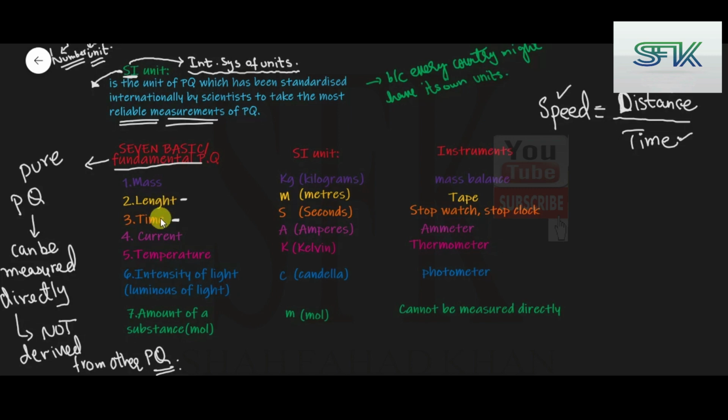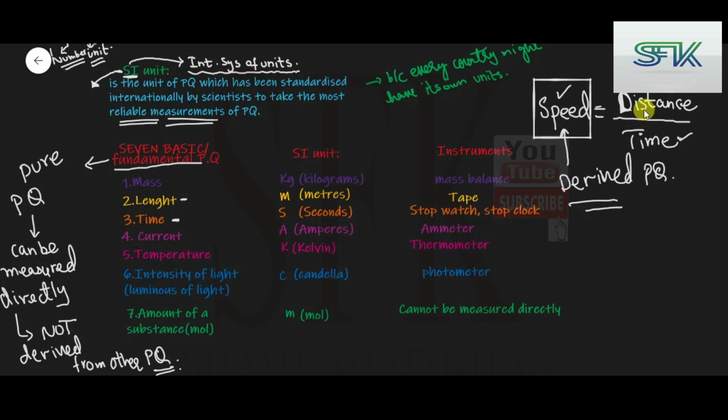Both of them are fundamental physical quantities. Now both the distance and the time are used to derive a third physical quantity, which is the speed. Since speed is derived from the fundamental physical quantities, this type of physical quantity is known as a derived physical quantity, whereas quantities which are not derived from any other quantity but are only measured directly by using an instrument are the fundamental physical quantities.